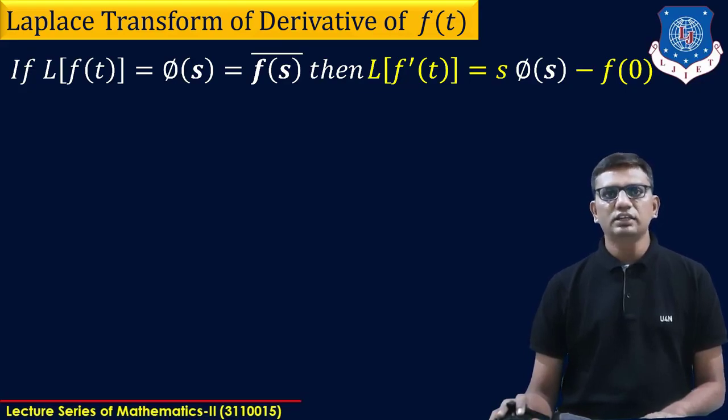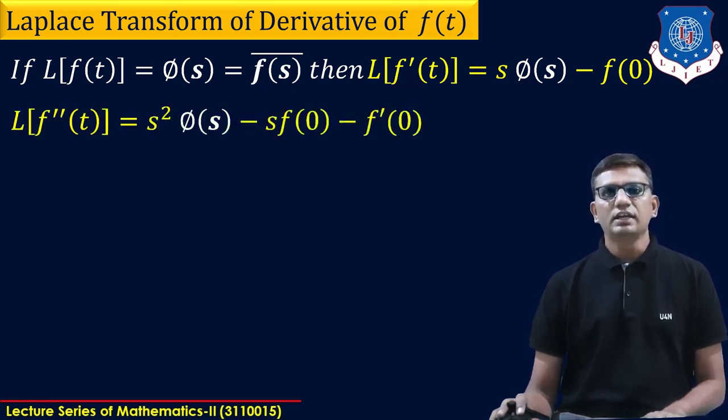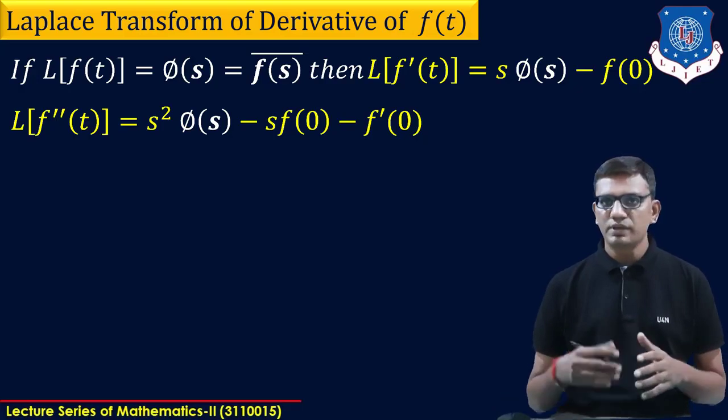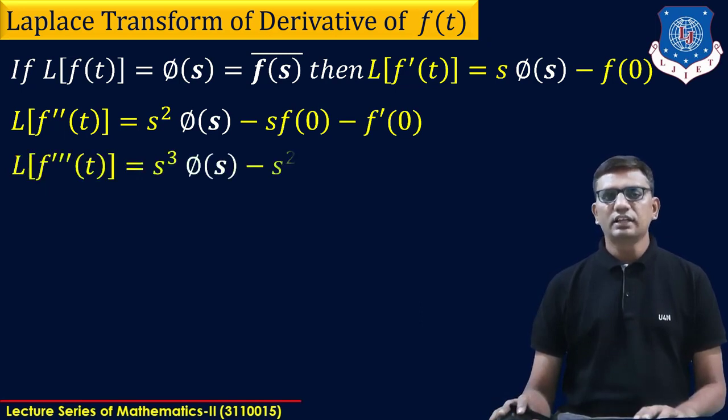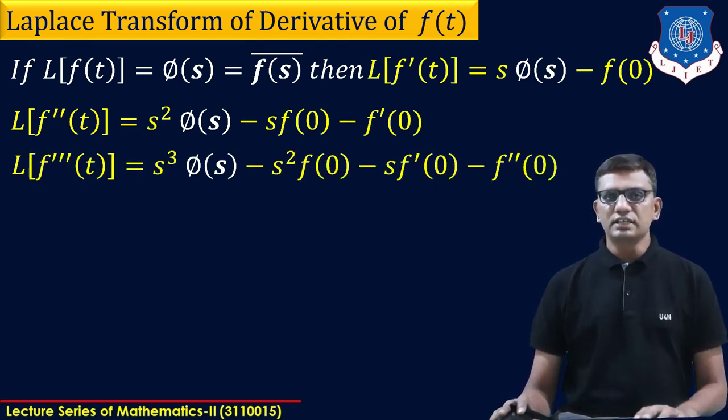If we want to find the Laplace transformation of the derivative of f(t) two times, that means Laplace of f double dash t, it is given by the formula s square phi of s minus s into f of 0 minus f dash 0. Here f of 0 and f dash 0 should exist for the function f(t), and similarly we can find the Laplace of f triple dash t equal to s cube phi of s minus s square f of 0 minus s f dash 0 minus f double dash 0, where f of 0, f dash 0 and f double dash 0 should exist.